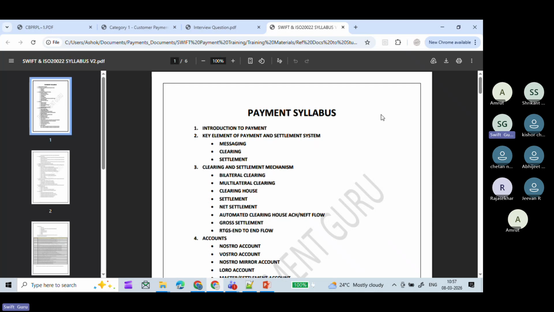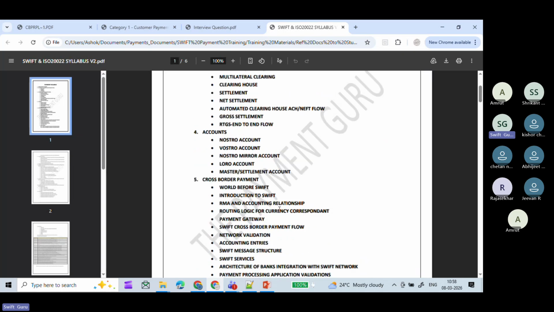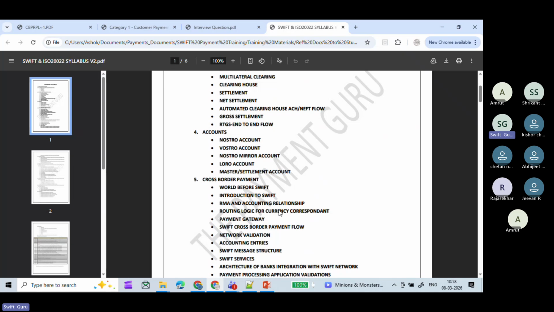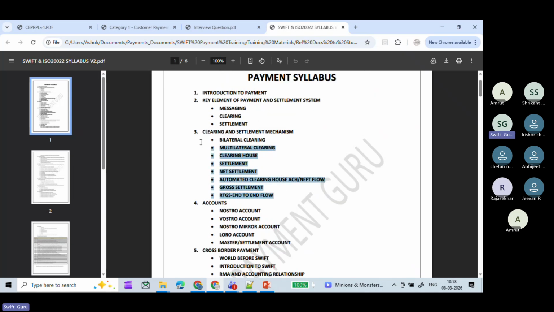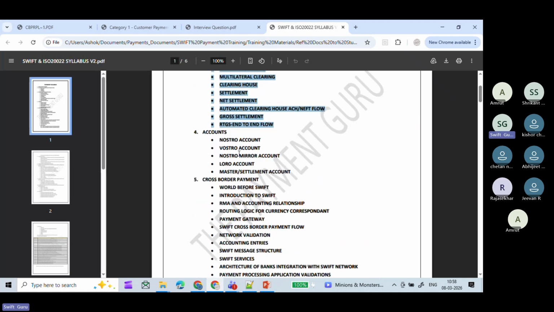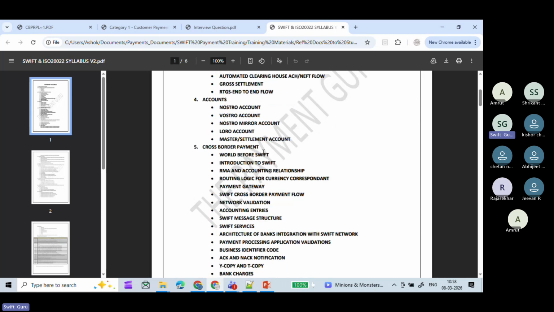So I'll start with some basics on the payment side, starting from the introduction into payments, key elements of payment and settlement system, clearing and settlement mechanisms. That includes net and real-time gross settlement as well, bilateral clearing and multilateral clearing. What are clearing houses? What happens with the clearing houses in the local payment system basically. This I will be covering in very basics because our main focus would be on the cross-border payment side. But still, the cross-border payment towards the final leg can settle via the local payment. So for that sake, I'll cover those parts as well.